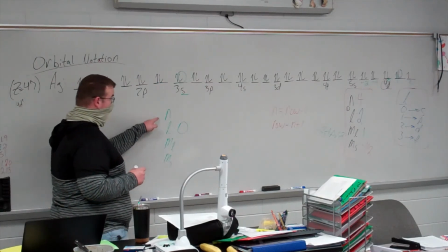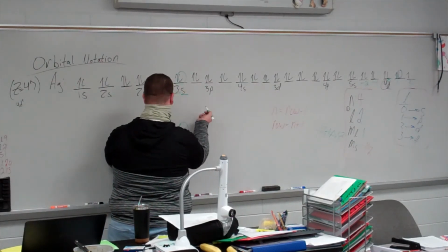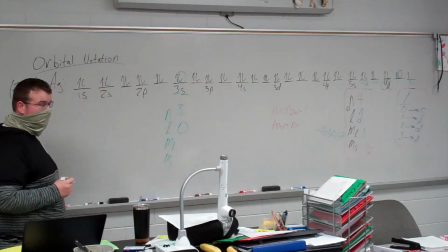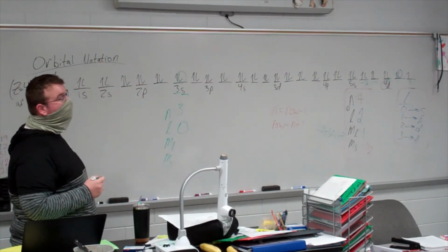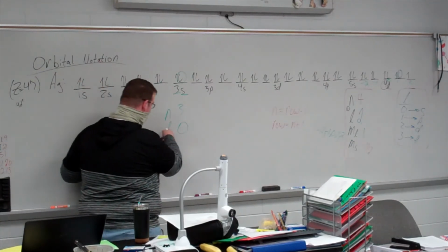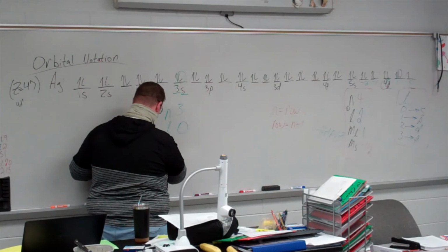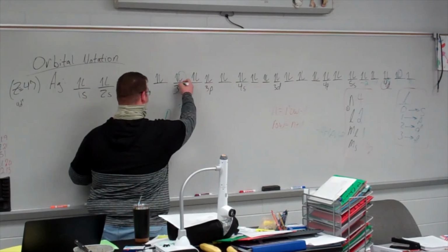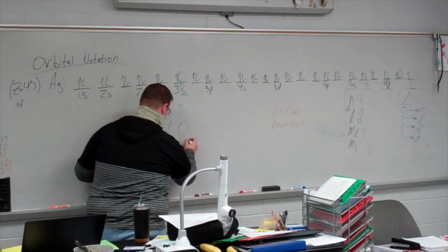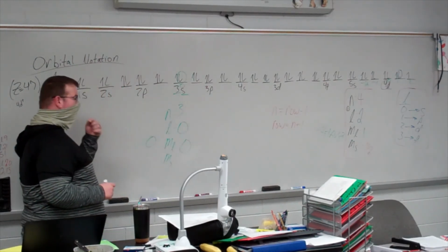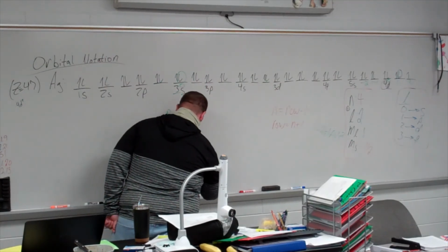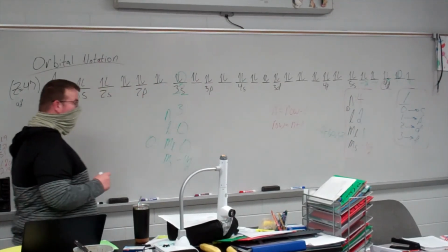All right, what about for N? 3. So M sub L? It's 0. Why? Because L is 0, so the range for M sub L is 0. So this orbital is the 0 orientation. So this is 0. Plus 1/2 or negative 1/2? Negative 1/2. I know what element that is.